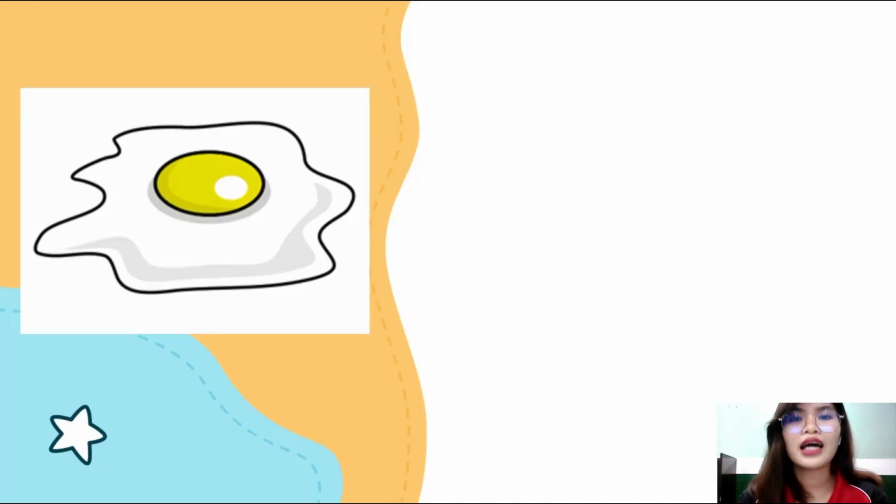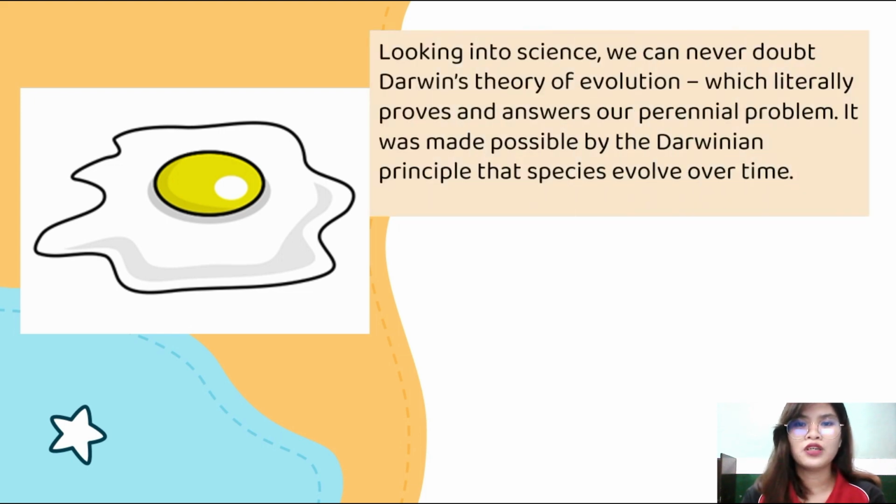So kung naniniwala ka na ang itlog ang nauna, here's the explanation. Looking into science, we can never doubt Darwin's theory of evolution, which literally proves and answers our perennial problem. Kung naniniwala ka na ang itlog ang nauna, meron siyang backup or RRL, which is the theory of evolution of Charles Darwin. According to that theory, species evolve over time. Walang species na nagsisimula sa malaki agad. Nag-e-evolve sila. Dahil sinasabi sa theory na yun na nag-e-evolve ang lahat ng species, hindi natin maki-question na syempre ang nauna ay itlog, kasi pag lumaki si itlog, nagiging manok.